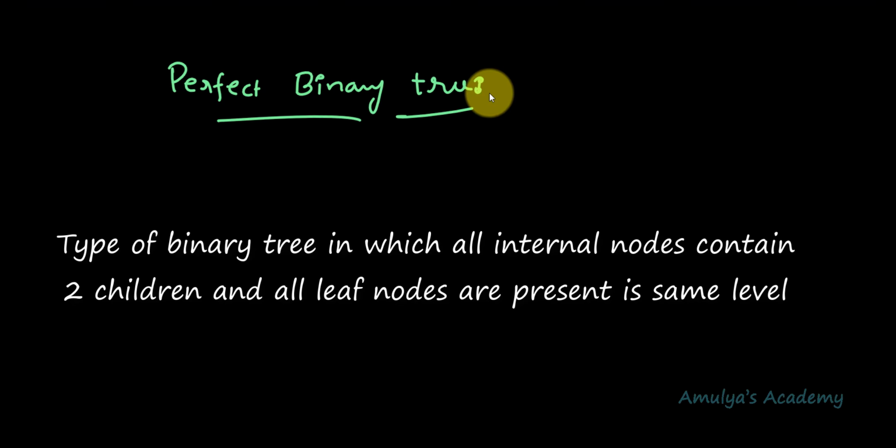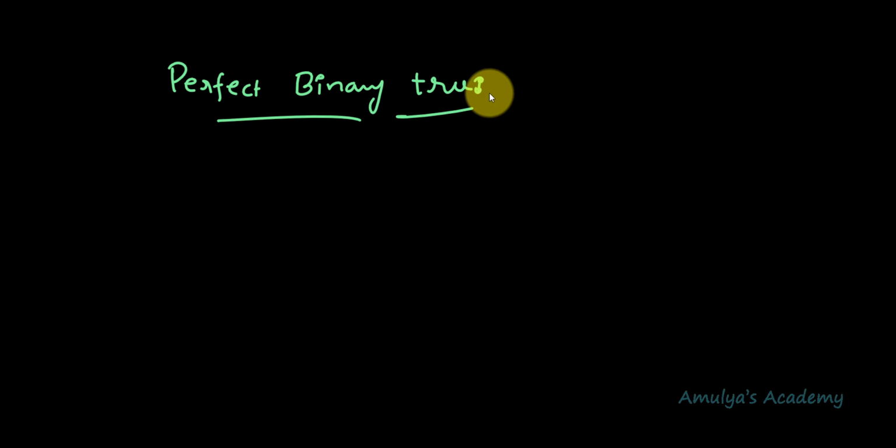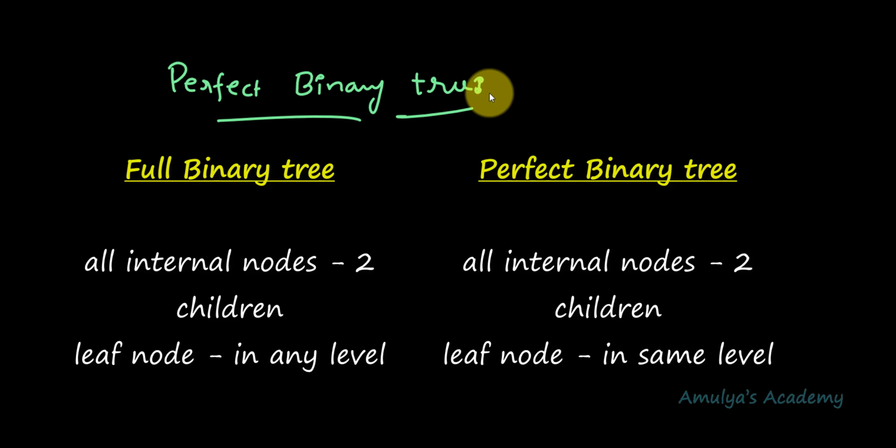A perfect binary tree is a binary tree in which all internal nodes have two children and all the leaf nodes are at the same depth or same level. All the internal nodes of a binary tree should contain two children and all the leaf nodes should be present in the same level. Then that tree is called a perfect binary tree. And don't get confused with the full binary tree. In a full binary tree, leaf nodes can be in any level. But here in the perfect binary tree, all the leaf nodes should be present in the same level.